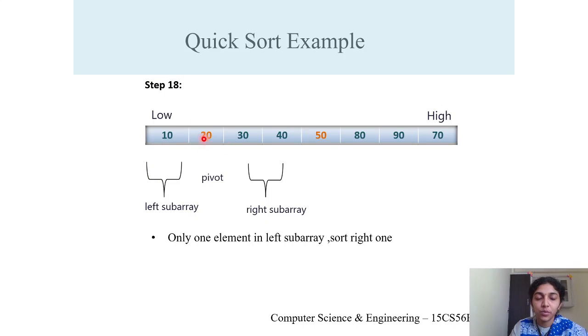So this is the exact position of the pivot. So 20 should always remain here. This is the exact position where 20 has to reside. Now all the left elements you can see are smaller than 20, and all the right subarray, that is 30 and 40, are greater than 20. Only one element is left in the left subarray, so we can keep it as it is. Now we'll go to the right, sorting the right one. You have to sort the right subarray, which is already sorted.